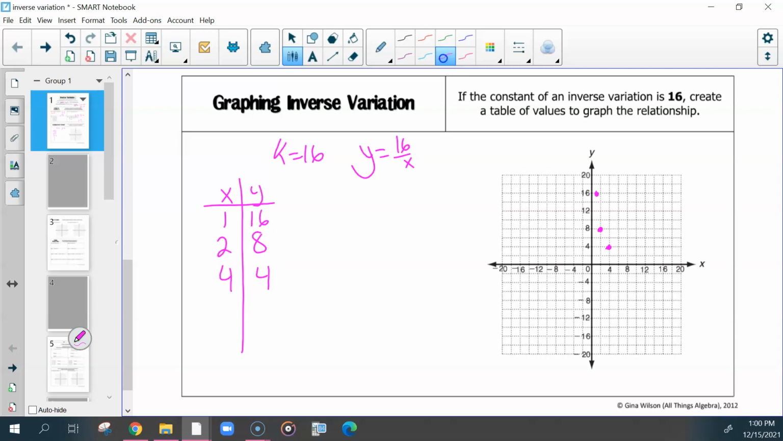Okay. 5 would work, 8 would work. 16 divided by 8 would give me 2. So that would be this point right here. And then the last number I could use is 16. 16 divided by 16 is 1. So that would be somewhere here. What you end up with is something that looks like this.